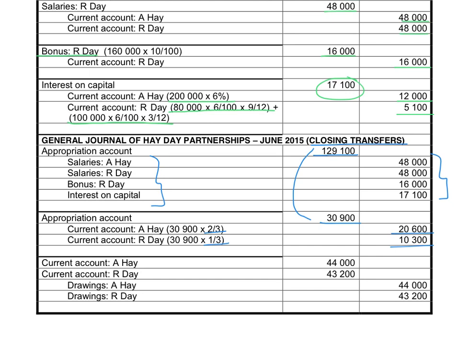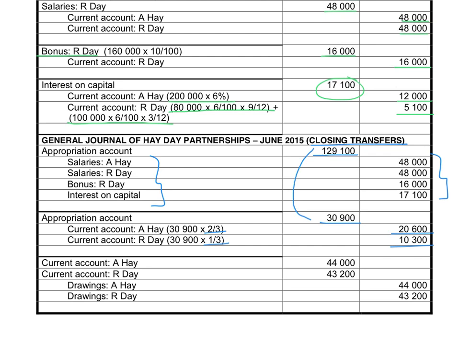We will transfer the drawings of the two partners to the current accounts to close off the drawings, and then after we've completed the drawings account, we will balance the current account. So when you have to do the journal entries, first of all you will do the adjustments. So you will do an entry for interest on capital, bonus and salaries, transferring it to the current account.